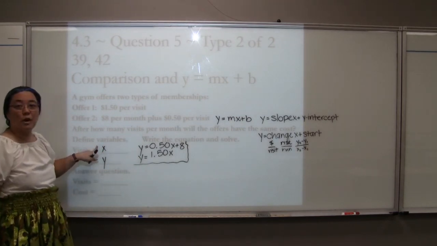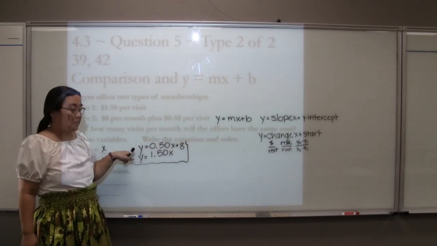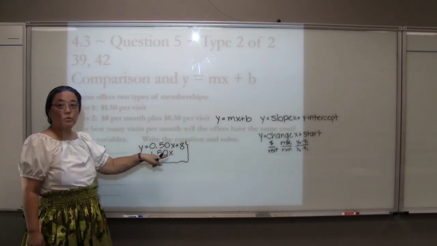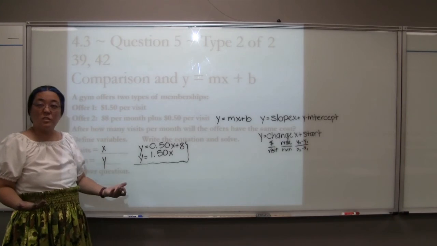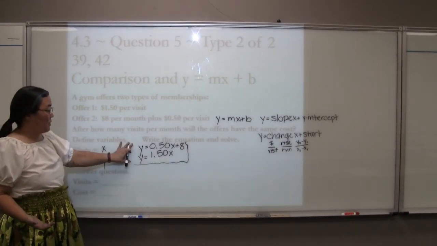Now, some students put y here and x there, in which case you would have to switch these and have an x here and a y there and an x here and a y there. Otherwise, you're going to lose at least a half credit on this. So be careful about this one.